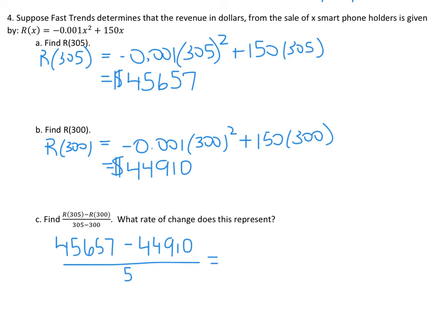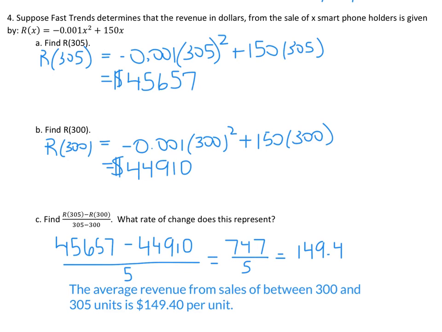So that's going to look like 747 divided by 5, which is 149.4. So now what rate of change does this represent? Well, this represents the average revenue from sales of between 300 and 305 units is $149.40 per unit.